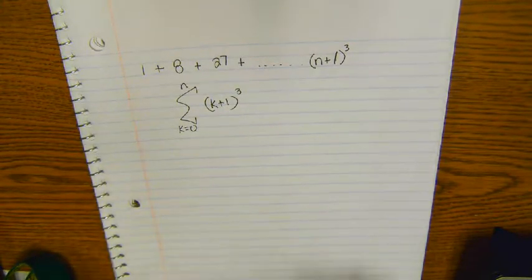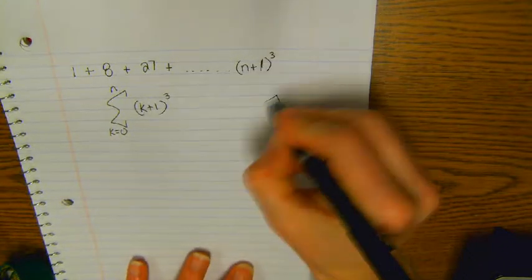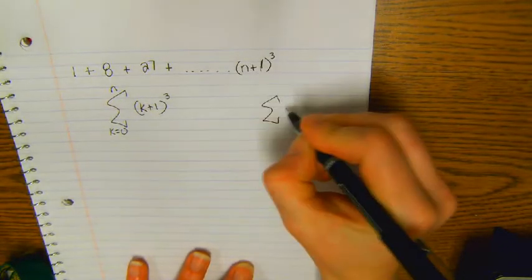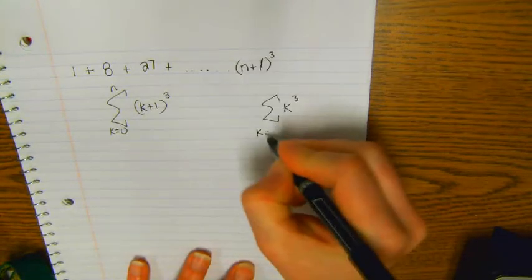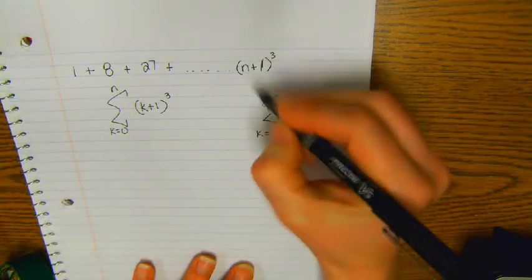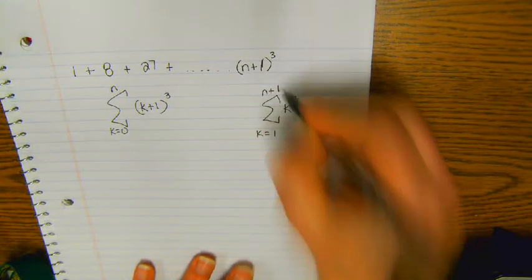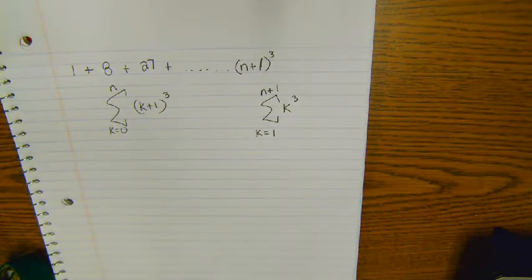Okay? Anybody else see a way that I could change this formula around? There's more than one answer to this. Okay, good. Carmen said, take away the plus 1 and make it k cubed, and then start it at 1. Now, be careful then, instead of ending at n, I'd have to end at n plus 1. Both of those are valid ways that you could write that.